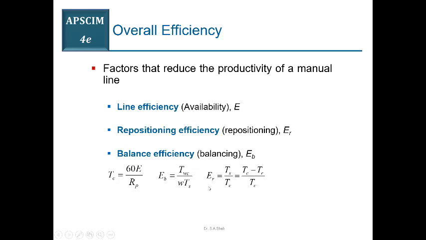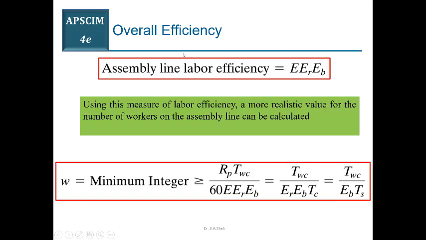Anyhow, E, ER, EB, after calculating, you can take them collectively to come up with the overall labor efficiency of the system. So it will be a simple product of E into ER into EB. So assembly line labor efficiency is E into ER into EB. So using this measure of labor efficiency, you can come up with a more realistic value.